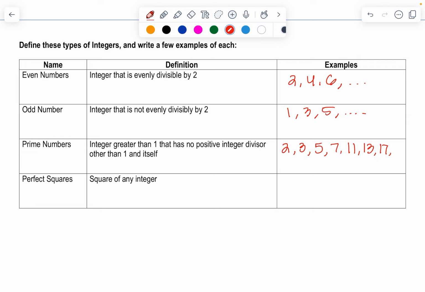All right, next we have perfect squares. Perfect squares are the square of any integer. So take a number and square it. So 1 squared is 1, 2 squared is 4, 3 squared is 9, 4 squared is 16, and so forth. You should have perfect squares up to at least 15 memorized. 20 would be better, but if you can memorize up to 15 squared, which is 225, that'd be fabulous.